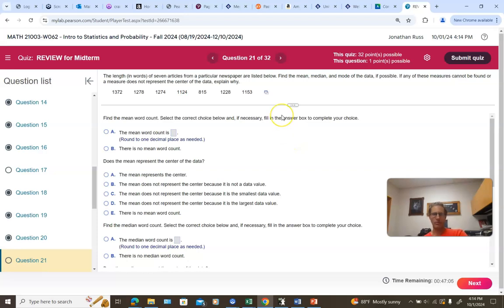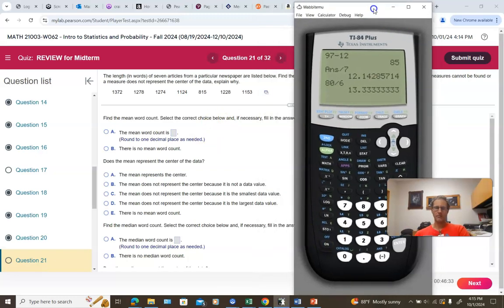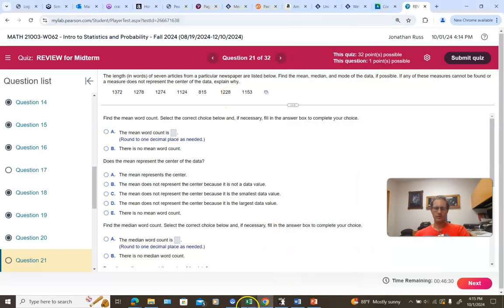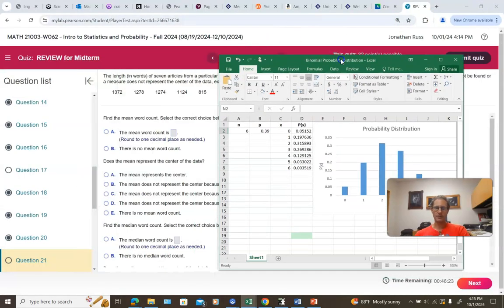Okay, now we're actually going to find some statistics. So what we're doing here, it says the length in words of 7 articles from a particular newspaper are listed below. We want to find the mean, median, and mode of the data if possible. If any of these measures cannot be found, or a measure does not represent the center of the data, explain why. Well, let's do this in the calculator. Well, actually, no, I'm going to do this one in Excel. It's easier for me to type in these numbers. Okay.